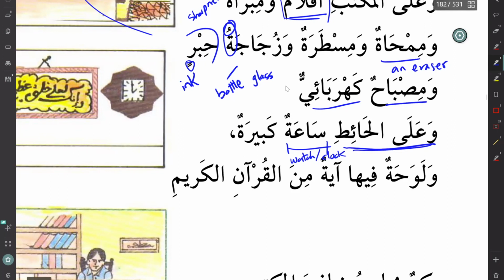So it's saying wa al ha'it. So it's talking about this watch here, that there is a big watch, kabiratun. There is a big watch on the wall.